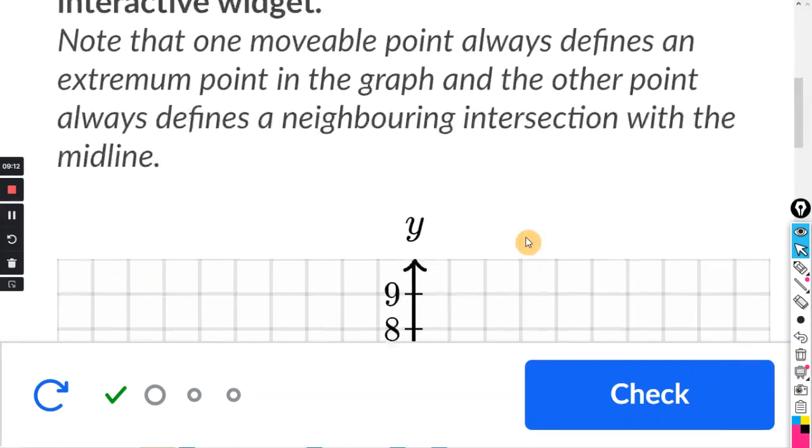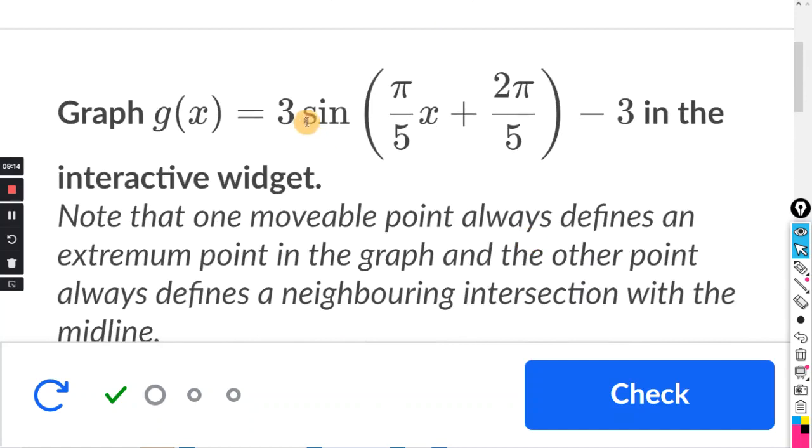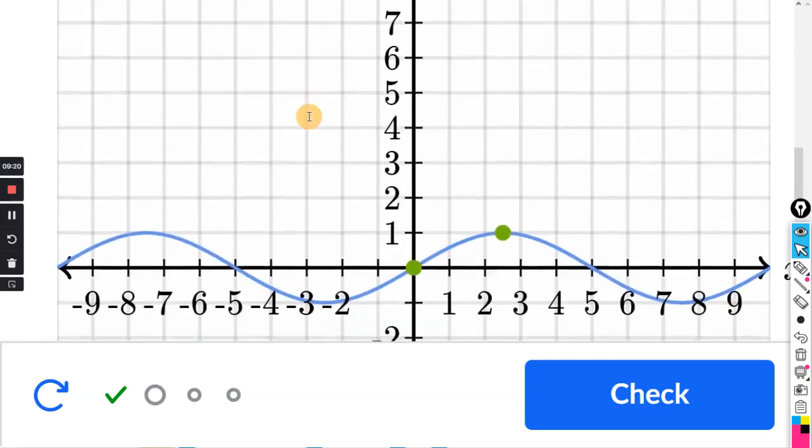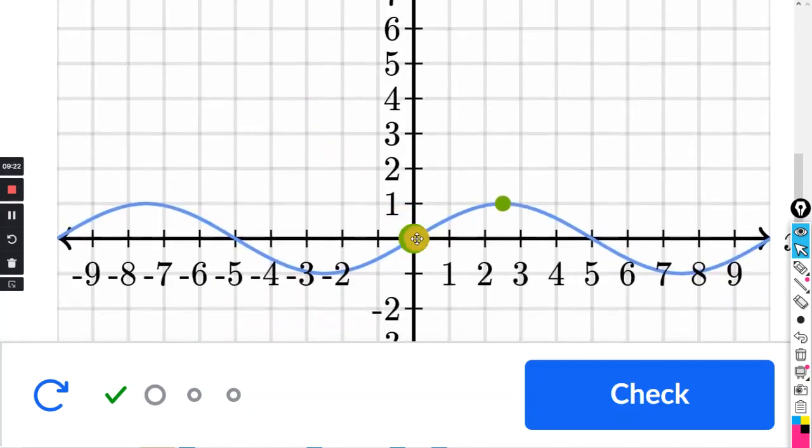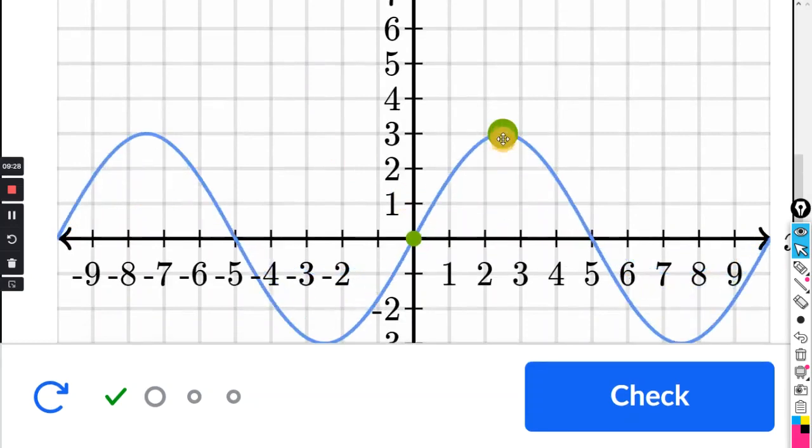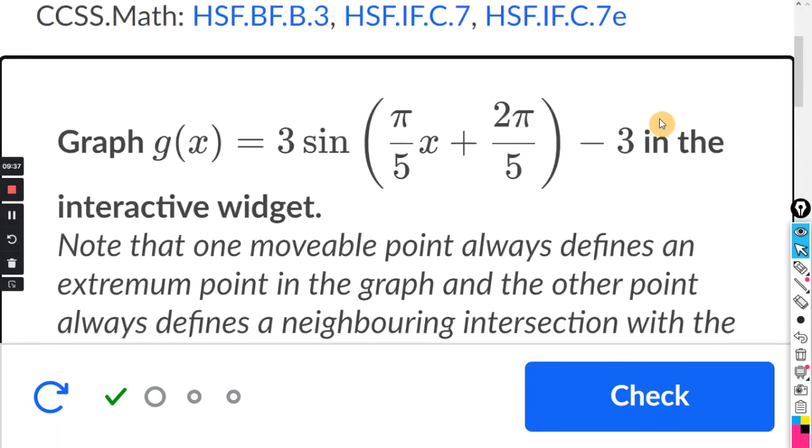Now on to the amplitude. All right, the vertical stretch, this function is multiplied by 3. So we're going to multiply all the points by 3. This is at y equals 0. 0 times 3 is 0. This is at 1 times 3. 1, 2, 3. Okay, it's at 3. Notice I didn't move it left or right. It's still at the 2.5 for the x-axis.